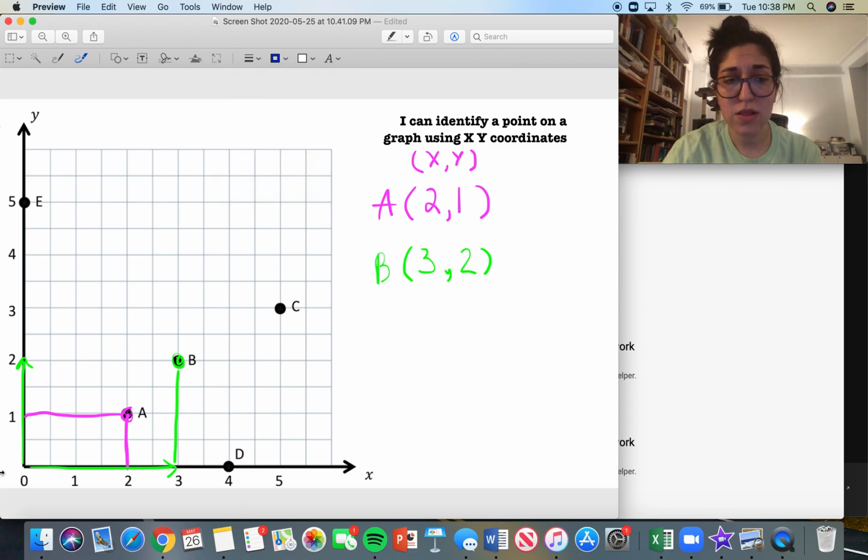D, let's look at that. Well, D is located right here on this 4. How far this way did it go? It went 4 across, so the x is going to be 4.